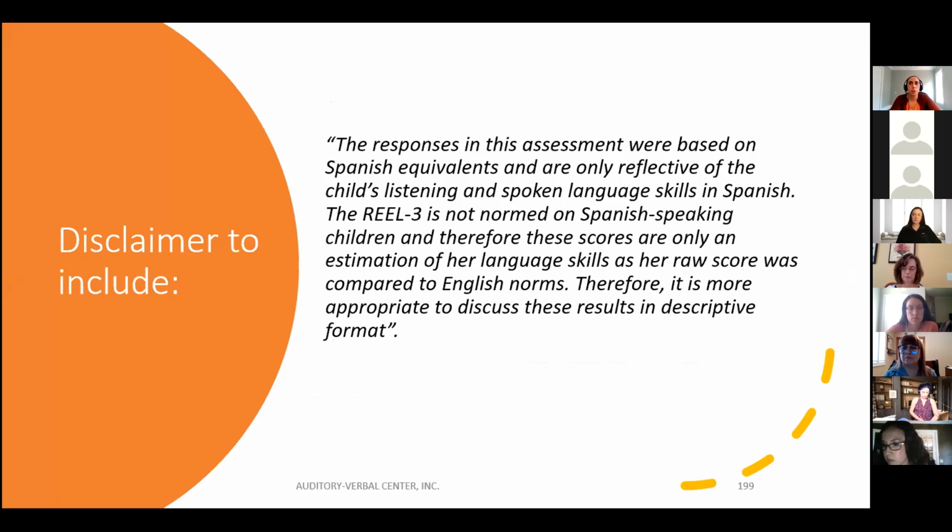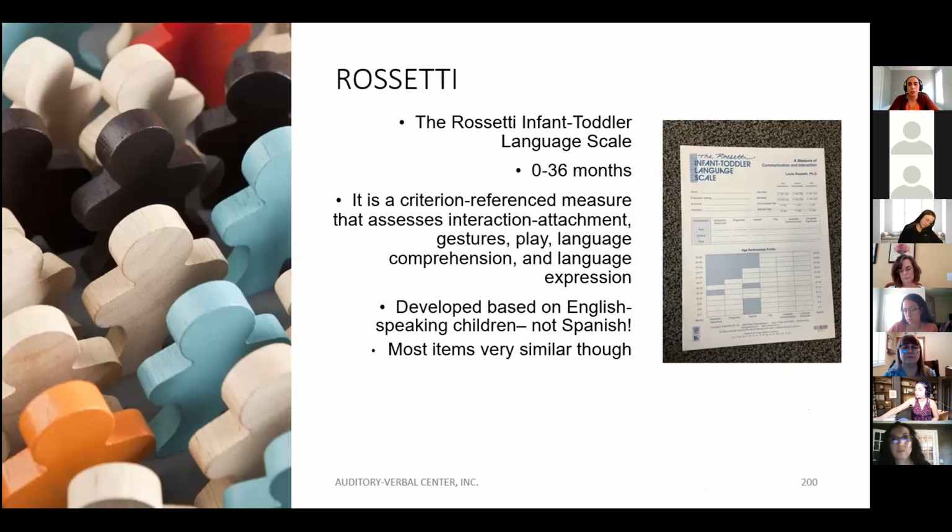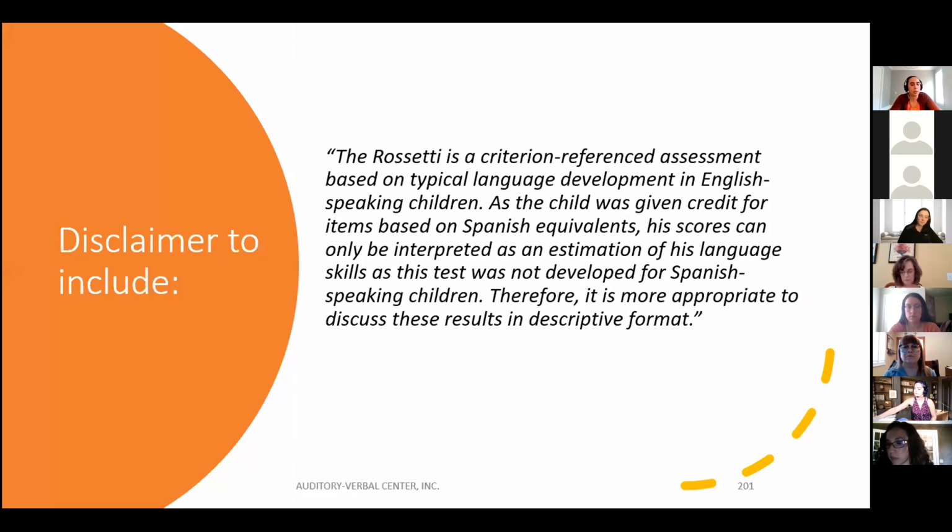And the REEL-3 looks more at overall early language concepts. Because we don't have anything specific for bilingual or Spanish-speaking children for that age, it's a similar assessment. I do translate it, but we'll put in a disclaimer. Similar with the Rossetti, it's not normed, but it's a criterion-referenced measure for the same age range, 0 to 36 months. Again, it was developed based on English-speaking children, not Spanish, but a lot of the items would be similar if they were adapted, up until the last few scales. I do use both of these, but really more because I have to for insurance purposes. They need a score, and it gives you some good information, but it's definitely not the most accurate because it's not based on Spanish language development.